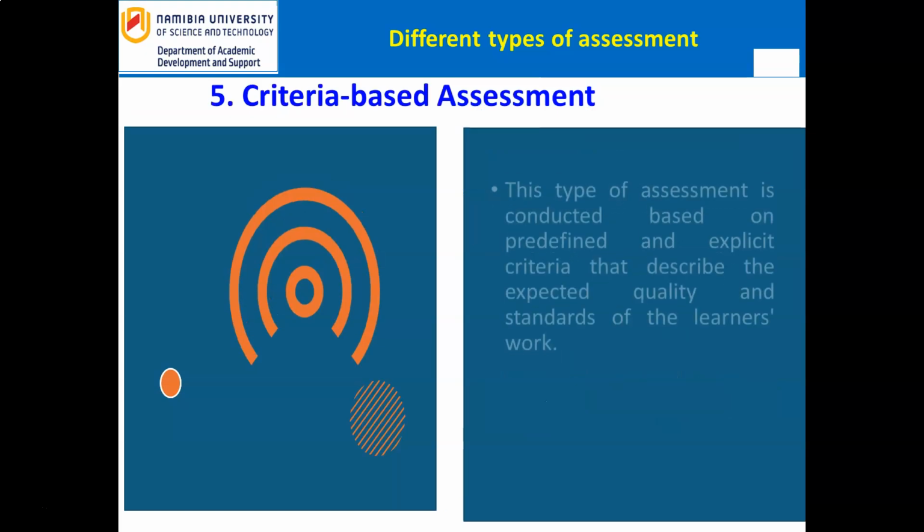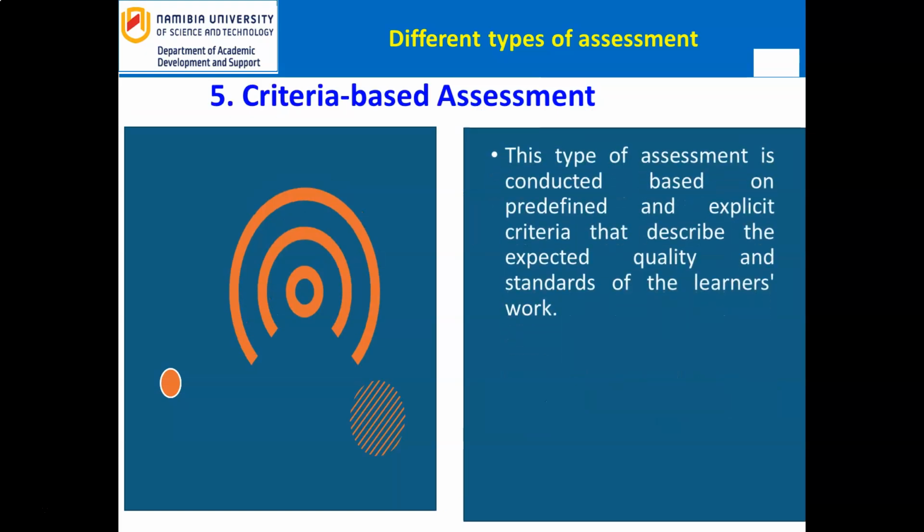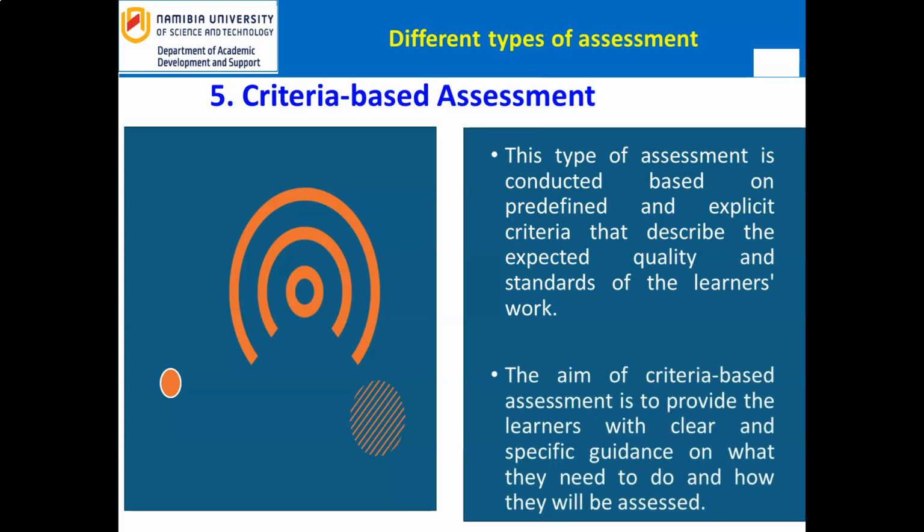Fifth, criteria-based assessment. This type of assessment is conducted based on predefined and explicit criteria that describe the expected quality and standards of the student's work. The aim of criteria-based assessment is to provide the students with clear and specific guidance on what they need to do and how they will be assessed. Criteria-based assessment can also promote the student's self-regulation and reflection skills, and can increase the reliability and validity of the assessment. Examples of criteria-based assessments include rubrics, checklists, rating scales, and exemplars.